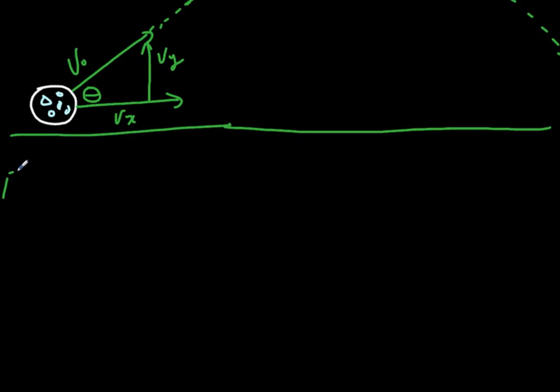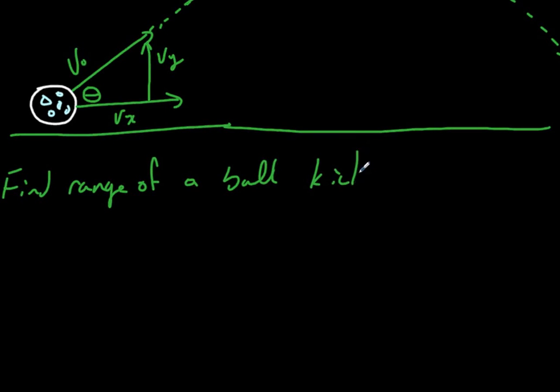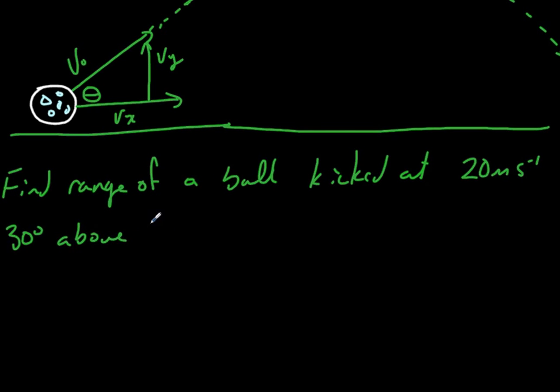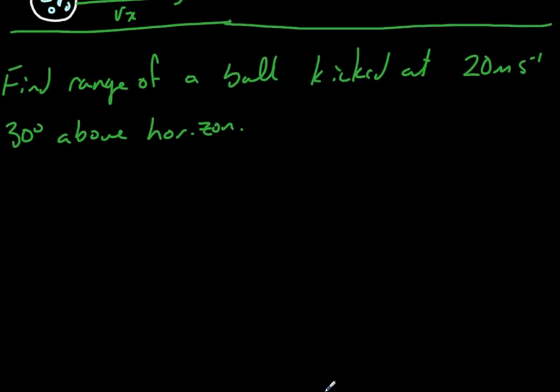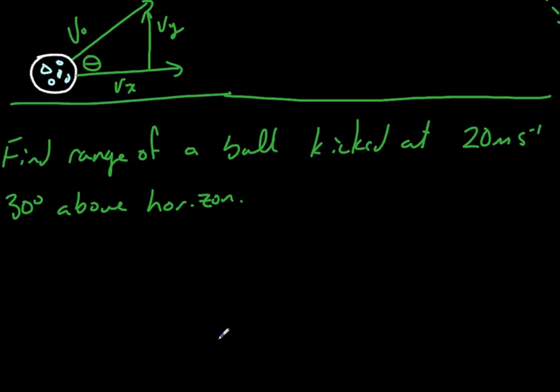Let's say you get a problem that says find the range of a ball kicked at 20 meters per second, 30 degrees above the horizon. Really, that's all the information you need to solve this, okay? So it's all based on your initial velocities.